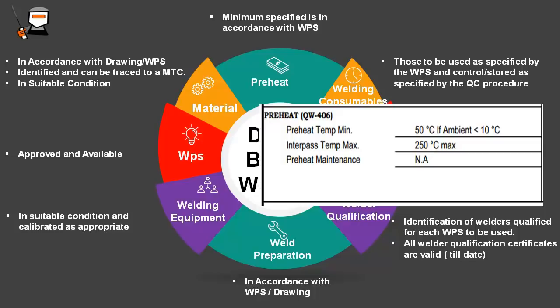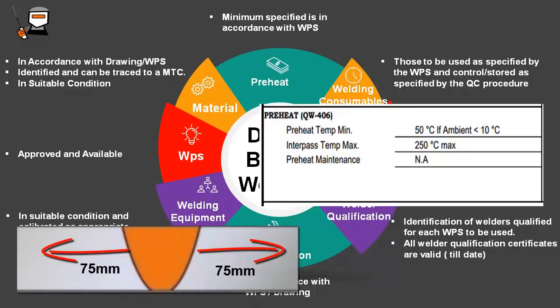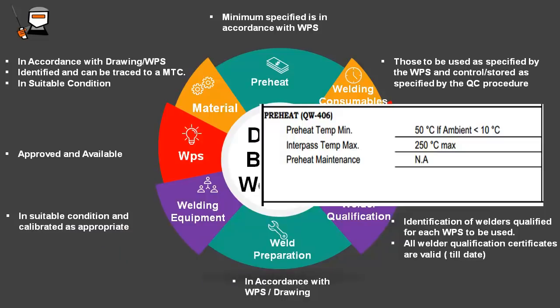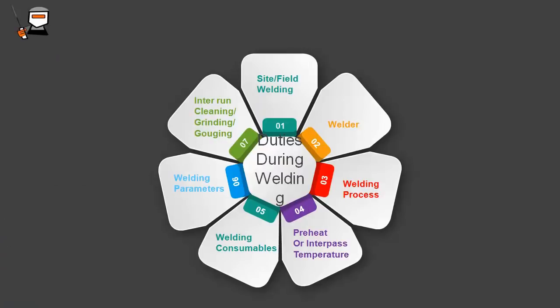The preheat zone shall be at or above the specified minimum temperature in all directions from the point of welding for a distance of 75 mm from all directions of the welding point. Move to the next slide. Here we will discuss the welding inspector duties during welding.